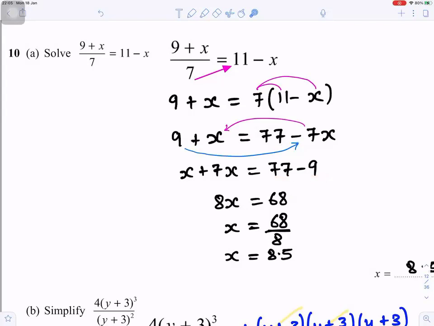Now, what do you times by 8 to get 68? We divide by 8 on both sides.